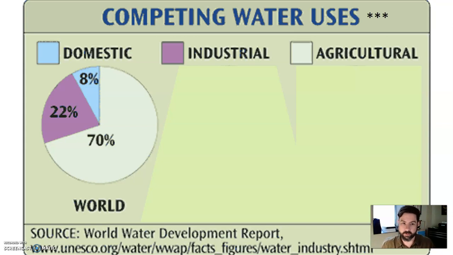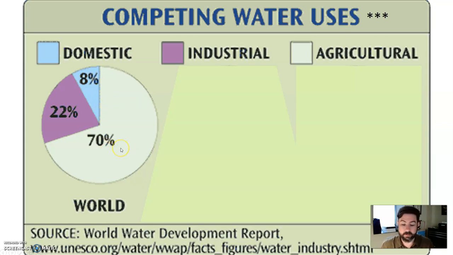So, who's using the water? This is something important to remember. Globally, 70% of water is used for agriculture: growing crops, cattle, whatever needs water to drink. 22% industrial, 8% domestic. So the majority of water that we use is farms.